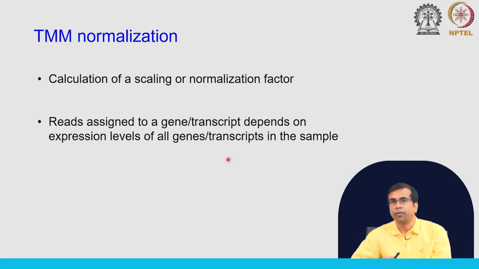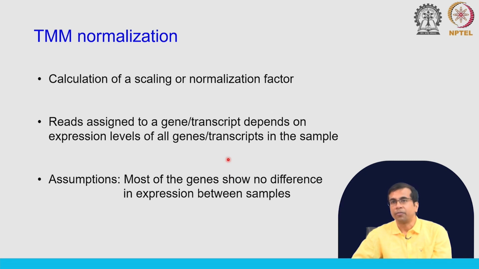And so, we now understand, right, that the reads that we get for a gene or transcript, this count is not just dependent on the expression of that gene only, right. It also depends on the expression levels of all genes or transcripts in the sample. We have seen this in our small example. Okay. And one of the assumptions this method makes is that there is no difference in expression of most of the genes between samples, right.